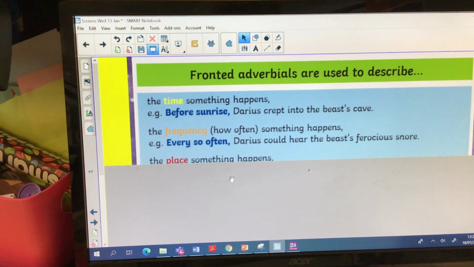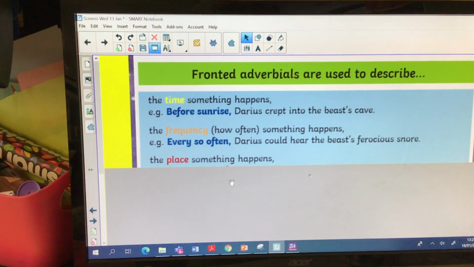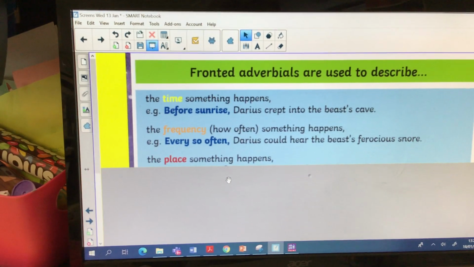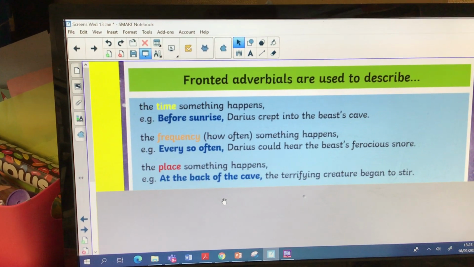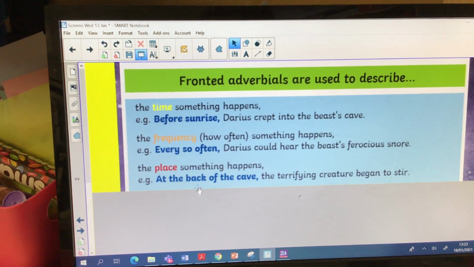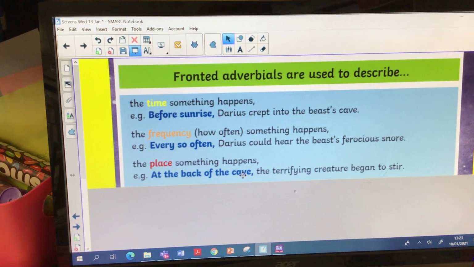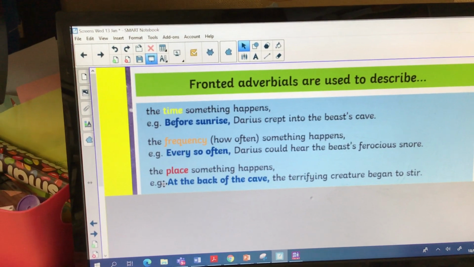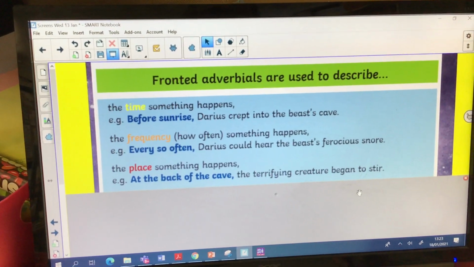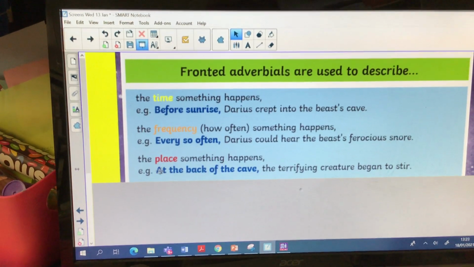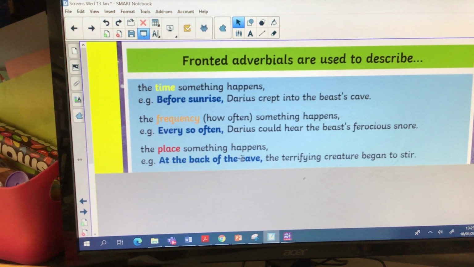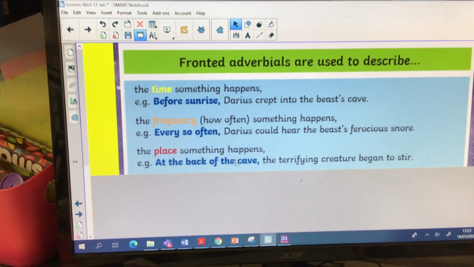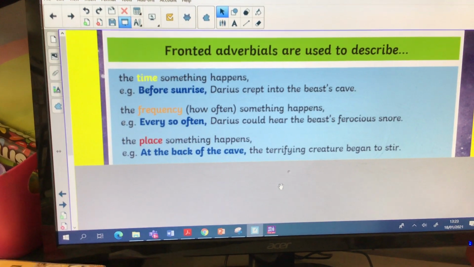What else could it do? A fronted adverbial will sometimes tell you the place something happens. Let's have a look at this example. Where's the place? At the back of the cave, the terrifying creature began to stir. There's our fronted adverbial at the front there, telling us the place in which this happens.